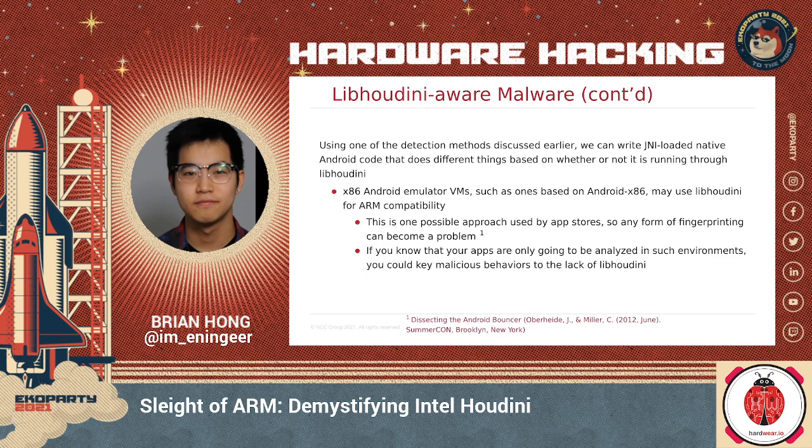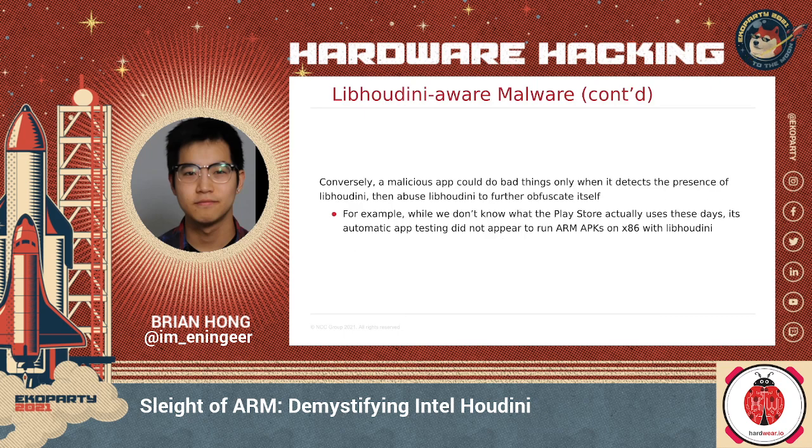Right. What about the other way around? We could also perform malicious actions only when Houdini is present, abusing the knowledge of its internals to further obfuscate itself. Let's say we could overwrite the processor state to do some things that the analysis tool doesn't know how to understand.